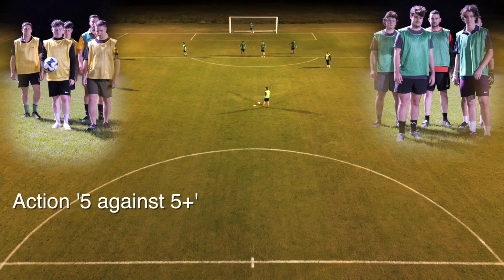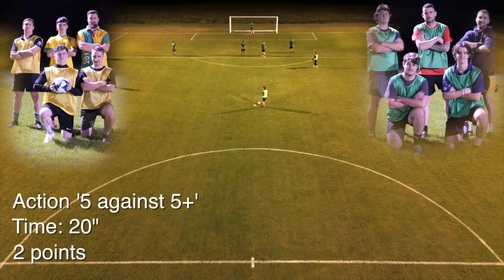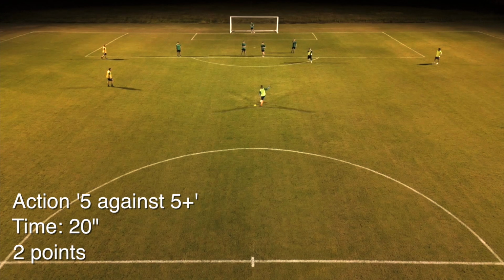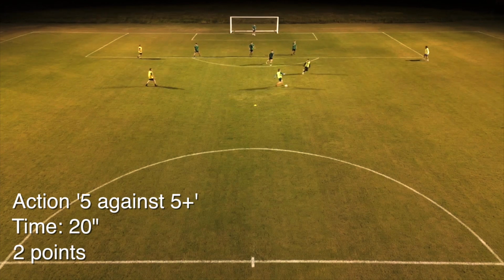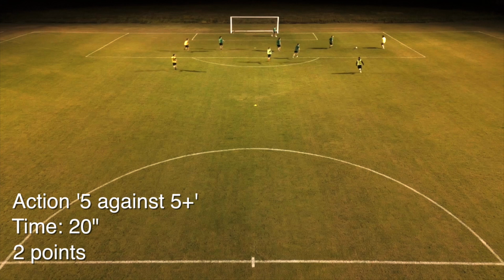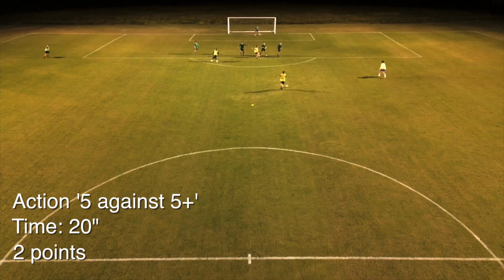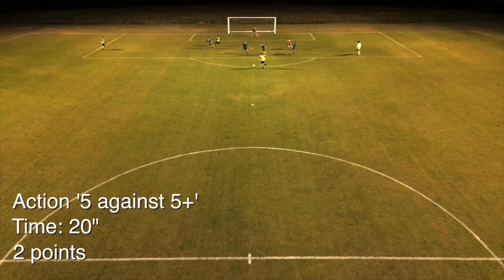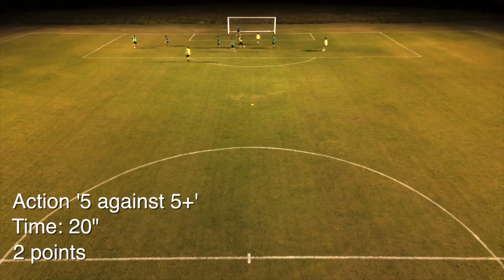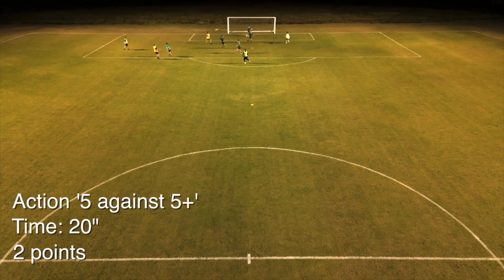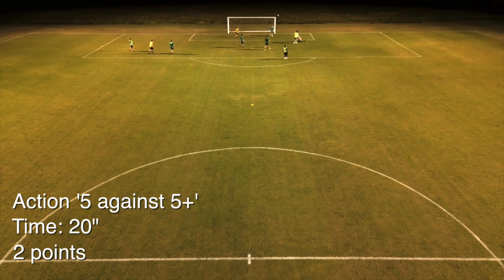Action 5 against 5 plus. Participants 5 players for each team. At the start of this action, all the defending players must be positioned inside their penalty area and all the attacking players outside of it in order to then be able to move freely. The attacking players cannot execute more than 3 passes between them. They have 20 seconds to score a goal. This goal is worth 2 points.